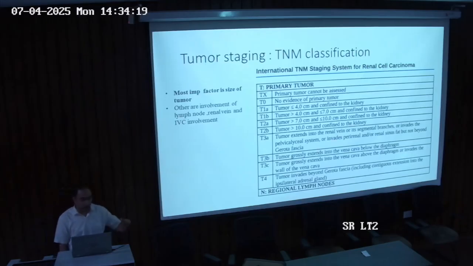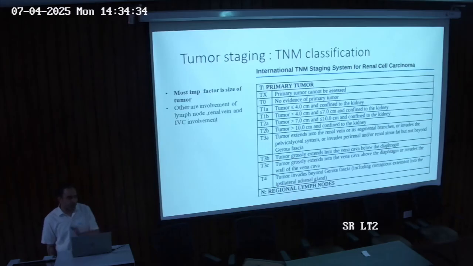Up to T2, this staging can also come in your question. The basic idea I can give you: up to T2, the tumor is confined to the kidney, and T4 is outside the Gerota fascia, and T3 is in between: the pelvicalyceal system, perinephric fat, renal vein, and IVC. The difference is that T1 is up to 7 centimeter, T2 is more than 7, less than 10 centimeter.